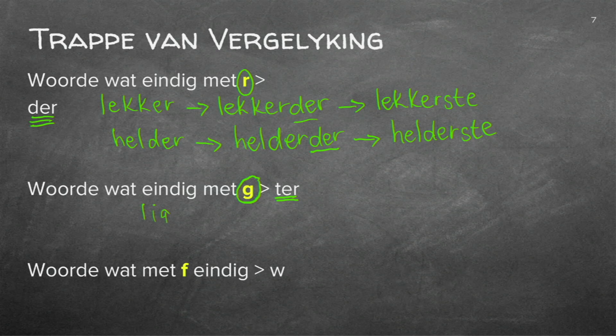Lig becomes ligter, lighter, and the lightest. Third step original word and st. Soft, sag, becomes sagter, and once again back to the original sagste.